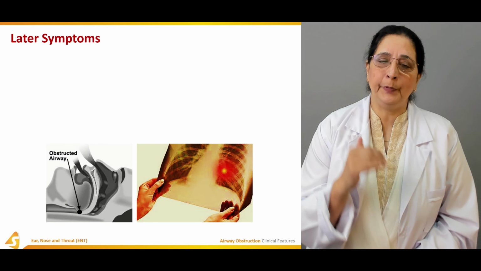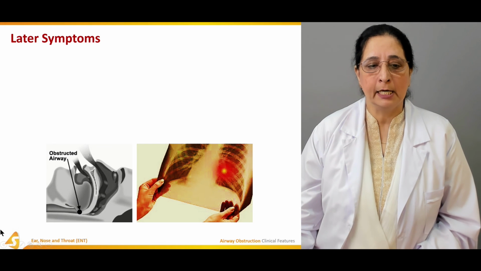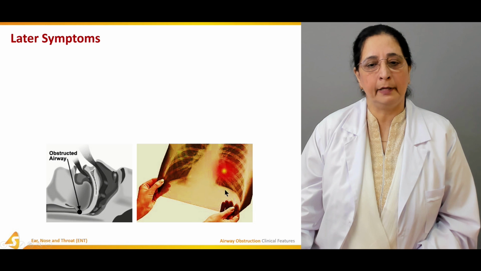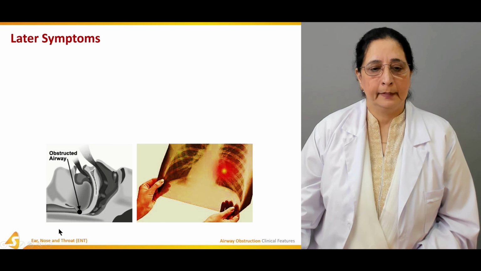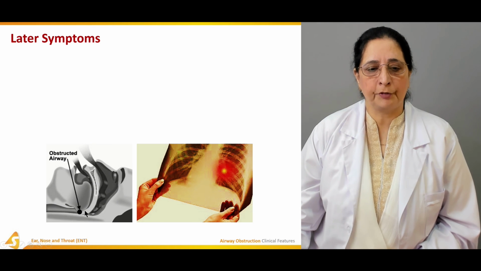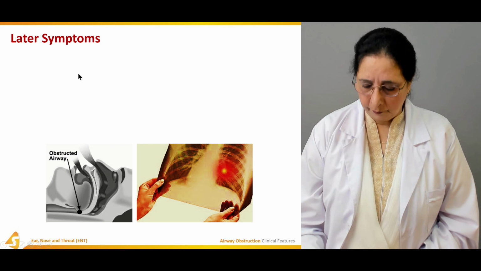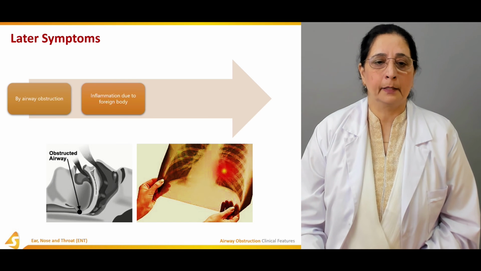Then, after the initial period and symptomless period, we have the late symptoms. You can see on the x-ray, you can see the foreign body very clearly. It's present in the chest. This is also the obstructed airway by the foreign body. So, the later symptoms produced by the foreign body.